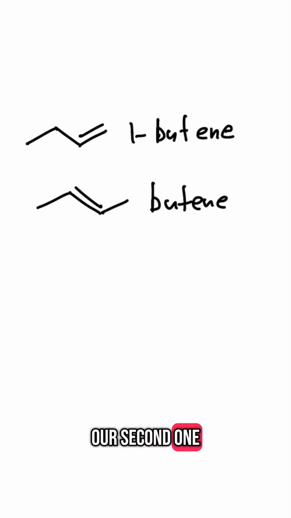And then for our second one, it's a symmetric molecule. So it doesn't really matter which way you start, you're getting the same direction. So 1, 2, 3, 4, 1, 2, 3, 4. So this is 2-butene.